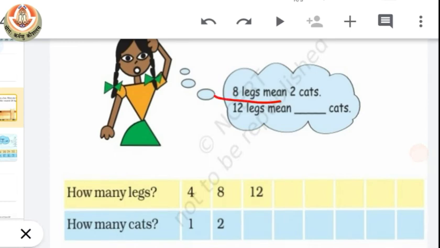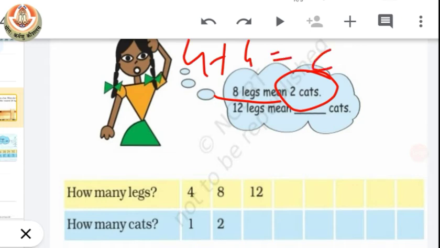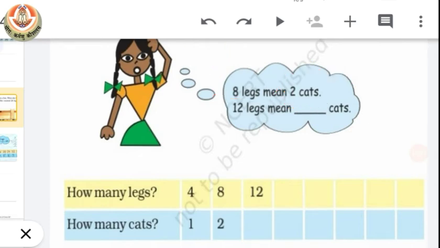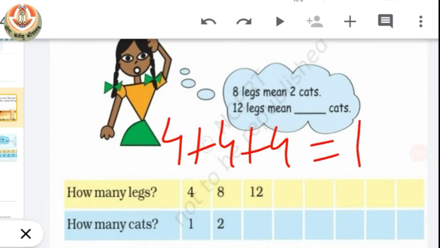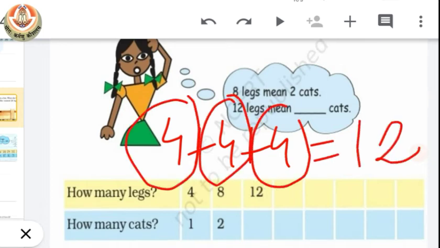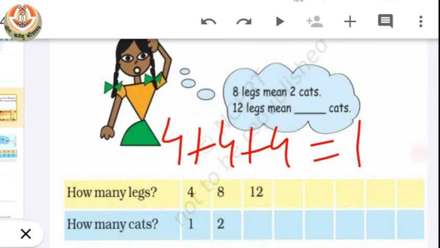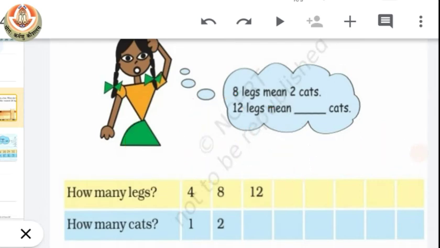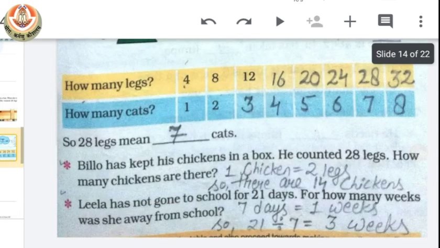8 legs means 2 cats, right? 4 plus 4 means 8, which means 2 cats. Now 12 legs means, we all know that 4 plus 4 plus 4 gives 12. That means 12 legs means 1, 2 and 3 cats. Okay, so that means the answer is 3. Let's help her with the further calculation.